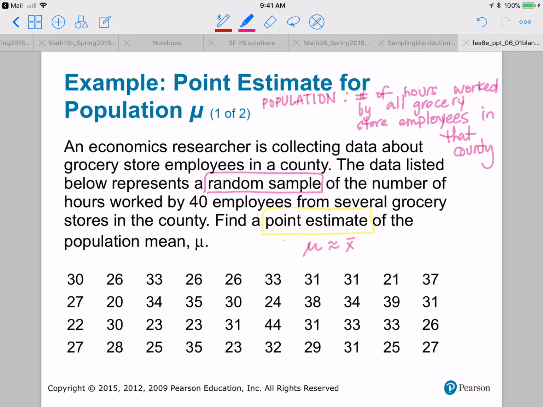We've got our numbers here. And what you need to do now is pause the video, enter these numbers into your list one. So go to Stat, go to Edit, clear your L1 if you need to. So Stat, and then go to Edit and enter the data into L1.